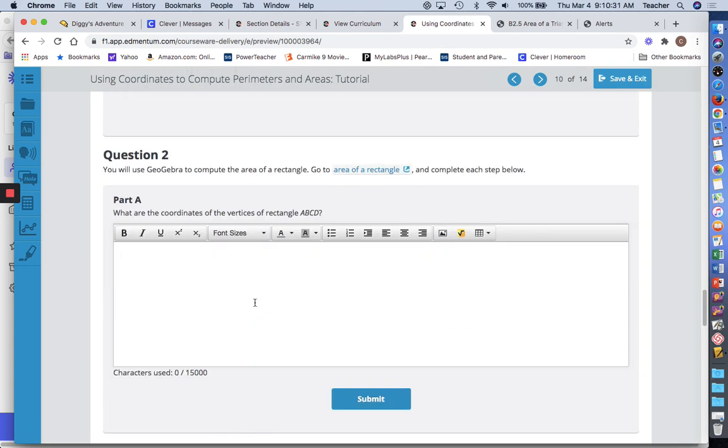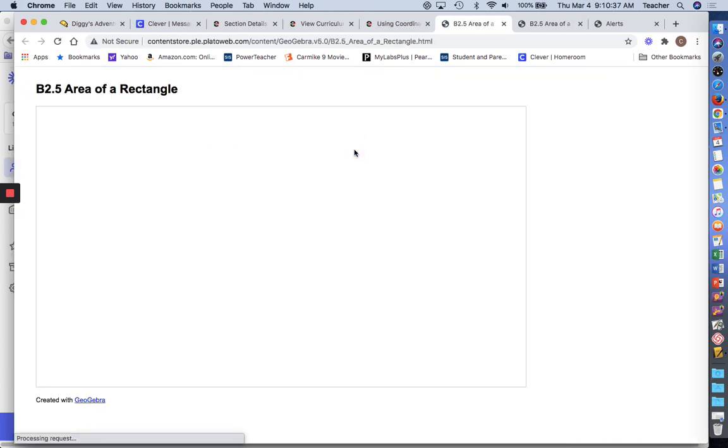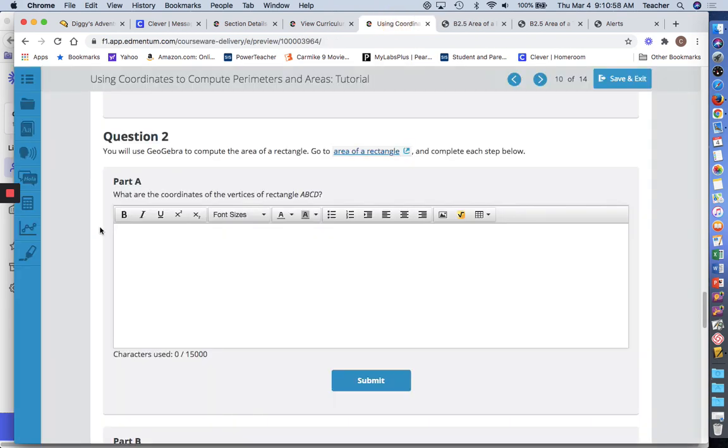All right, question 2. You will use GeoGebra to compute the area of a rectangle. So let me open up this new GeoGebra, area of a rectangle. Now the formula for a triangle is 1/2 base times height. The reason why is because if I draw a diagonal from A to C, I've got a rectangle cut in half. A rectangle cut in half makes a couple of triangles. Now the formula for a rectangle is just base times height. So I need a base and I need a height.